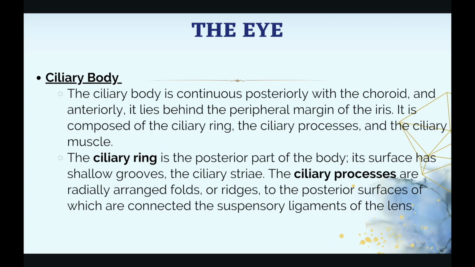Contraction of the ciliary muscle, especially the meridional fibers, pulls the ciliary body forward. This relieves the tension in the suspensory ligaments, and the elastic lens becomes more convex. This increases the refractive power of the lens.